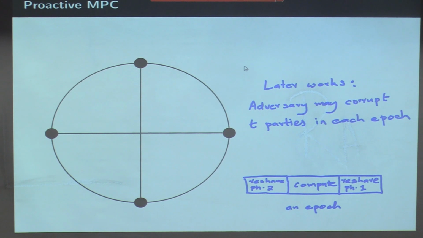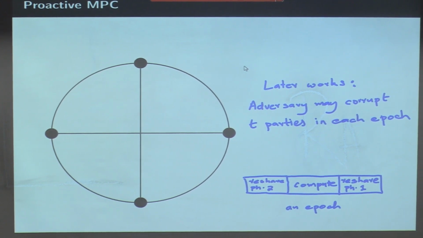So usually the model will have this general framework, that is, in an epoch the parties will compute and then they will reshare the view, so that when the adversary goes to corrupt a new fresh set of T parties, they can't collect the shares from the earlier corruption and the new corruption to figure out the entire view in the protocol. So you compute and reshare. An epoch will look like the second half of the previous reshare, followed by compute, followed by the first half of the next reshare.